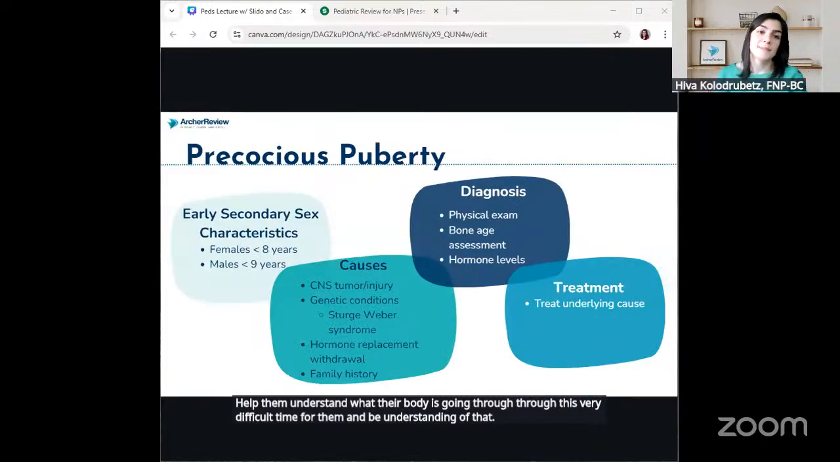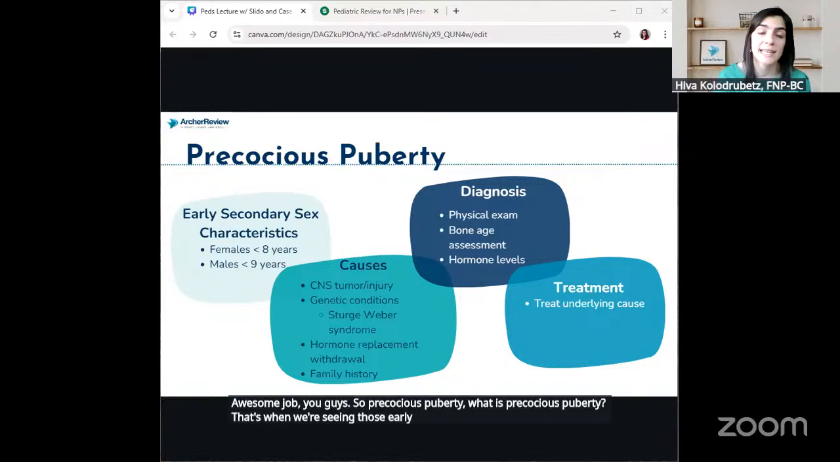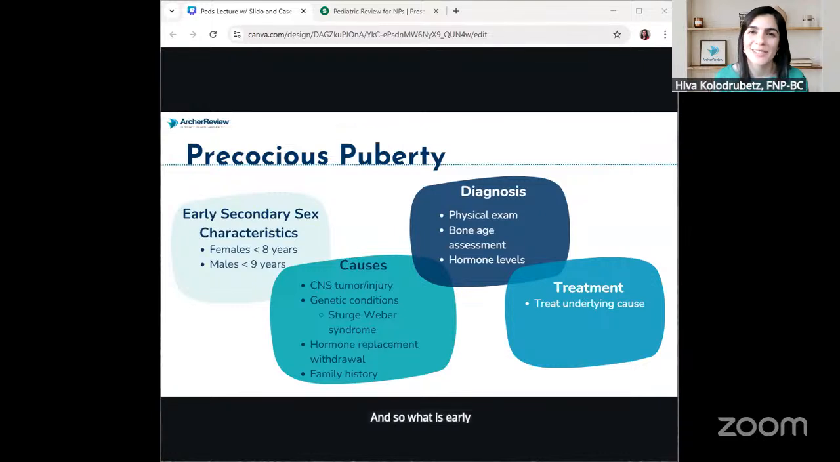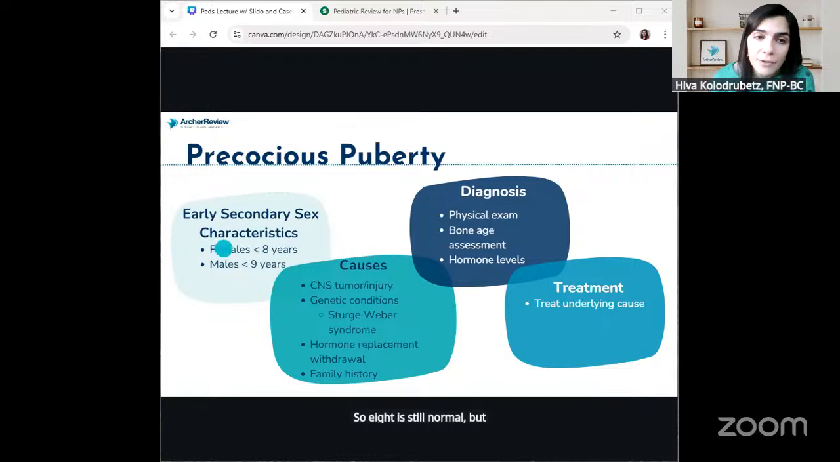Awesome job, you guys. So precocious puberty, what is precocious puberty? That's when we're seeing those early secondary sex characteristics. And so what is early secondary sex characteristics? Sometimes we just might notice some body odor or a couple fine hairs in that pubic area. And if we notice that in females less than 8 years old, remember 8 is still normal. So knowing what's normal and what's abnormal. So 8 is still normal, but if we start seeing it in a 7-year-old, that should be a red flag and we absolutely want to investigate that.